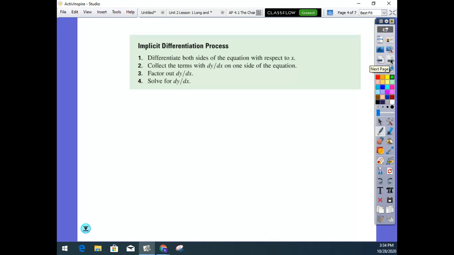So just the basic steps: differentiate both sides, the entire equation, put all dy dx on one side, anything without dy dx on the other, factor it out, and get dy dx by itself.